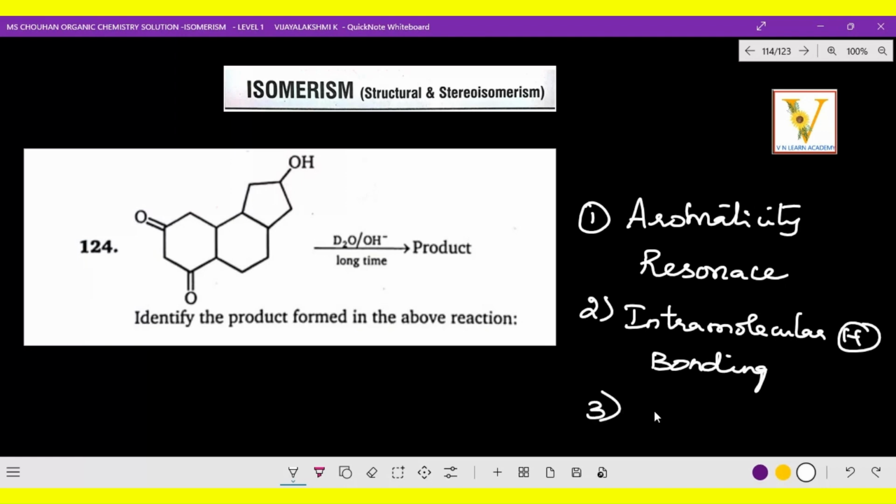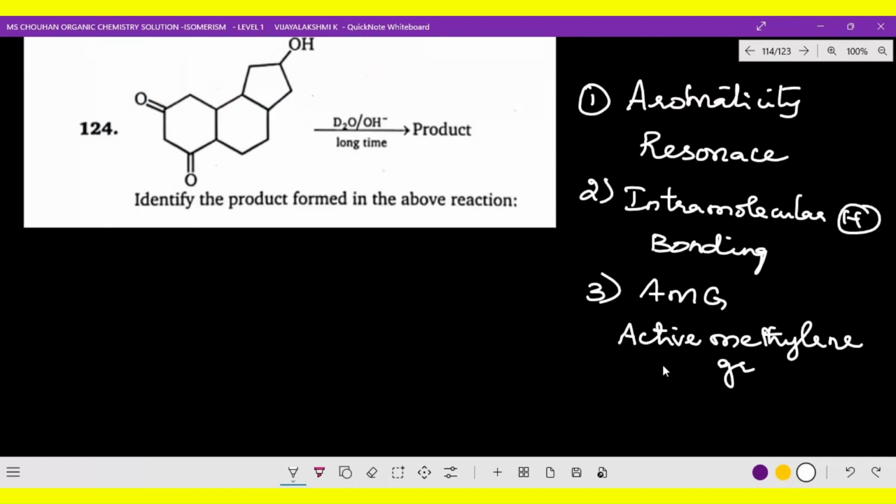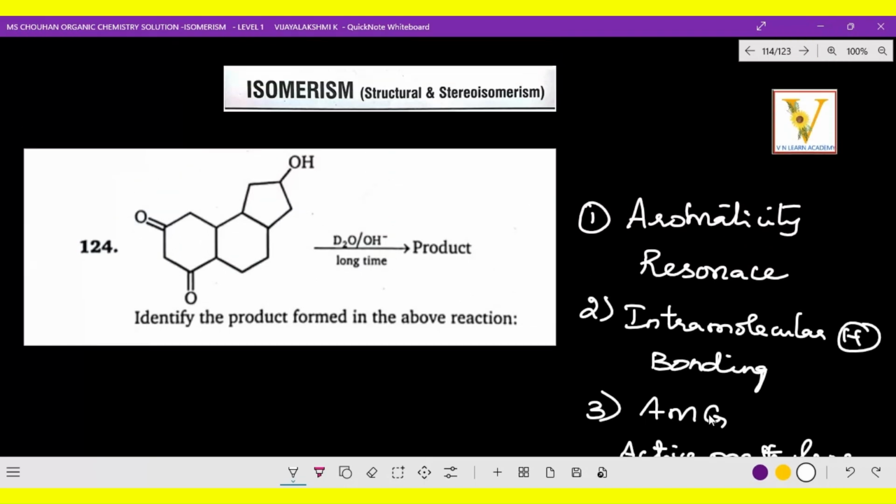Now the third one is AMG. What is AMG? Active methylene group. We can bring in that point. Right, so the active methylene group is important here: acidic hydrogen is available. So it is ready to donate that hydrogen. So these all favor tautomerization.